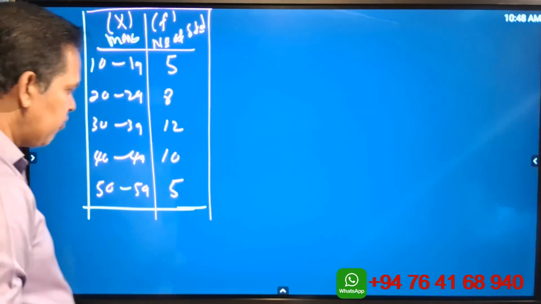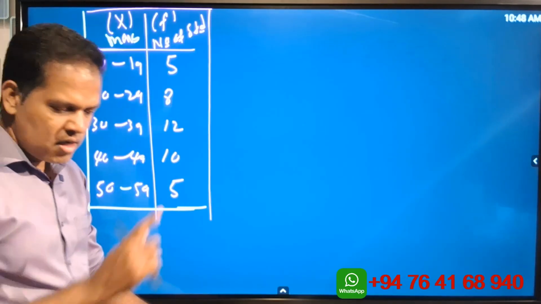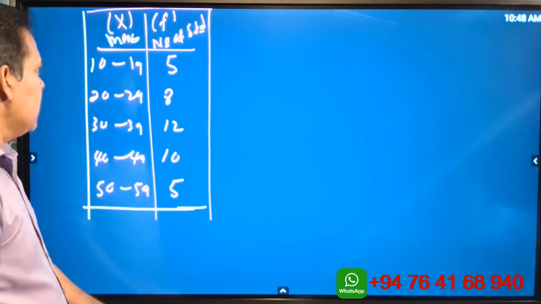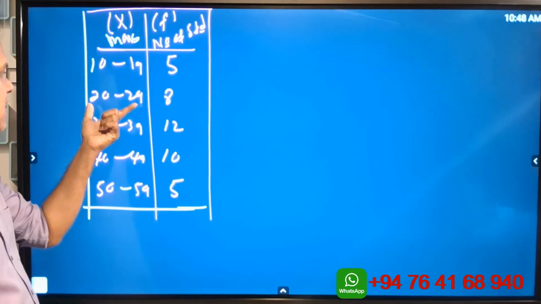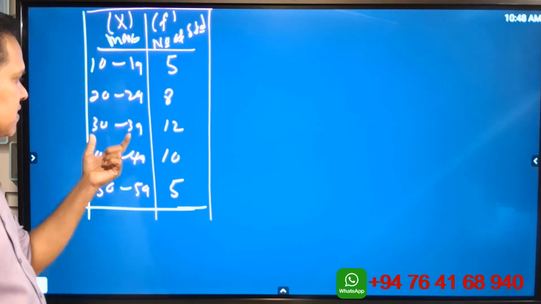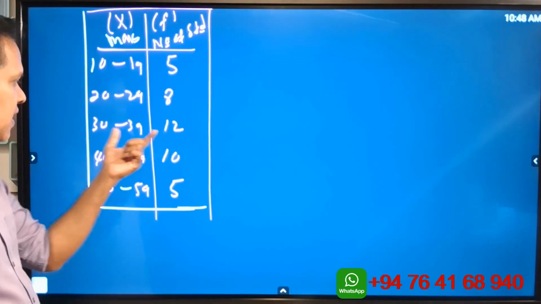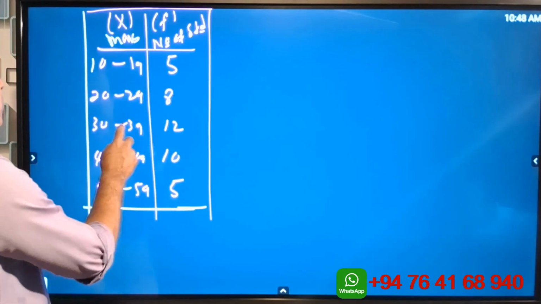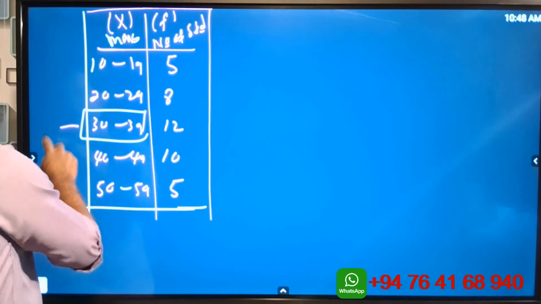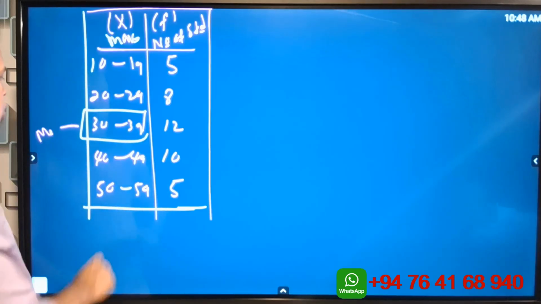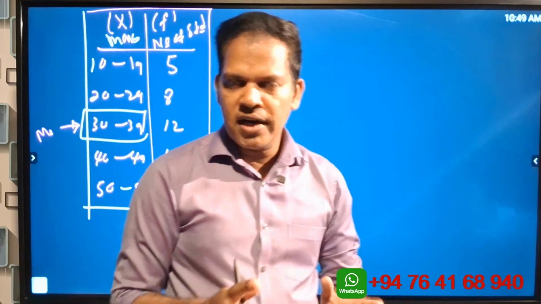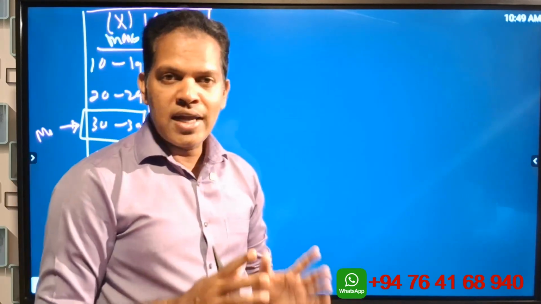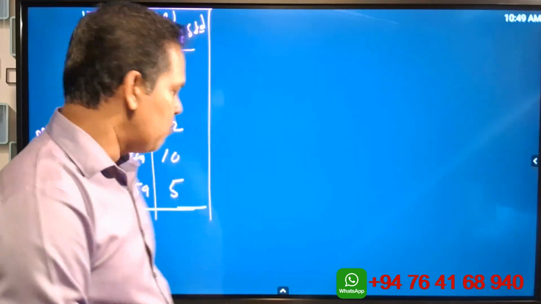Okay, now my question is, what is the mode? How do you find the mode? Within this range you can see 5 students, within this range 8 students, within this range 12 students. So the maximum number of students is in this class. So this is the mode class. Yes, after finding the mode class, you can calculate the certain value of the mode.